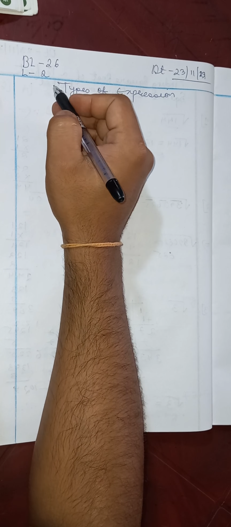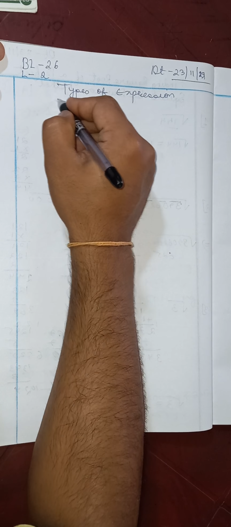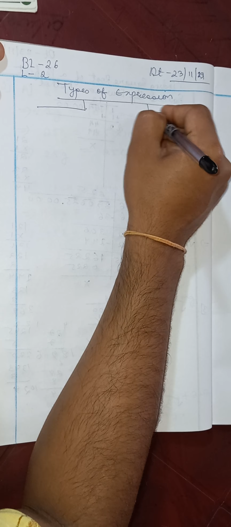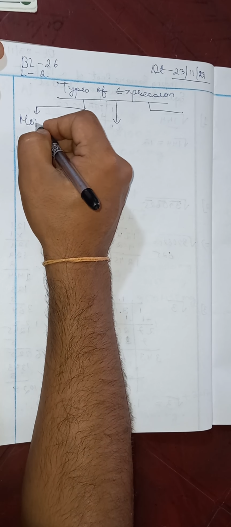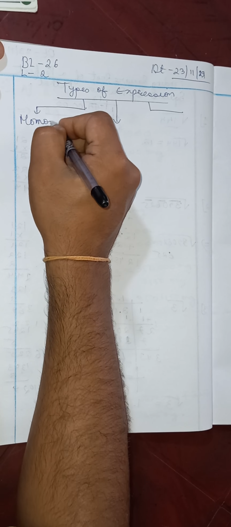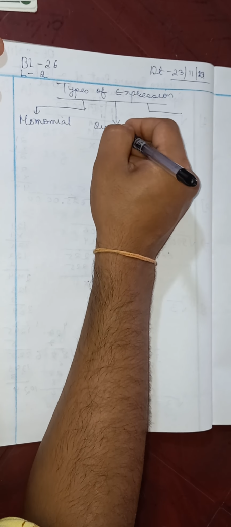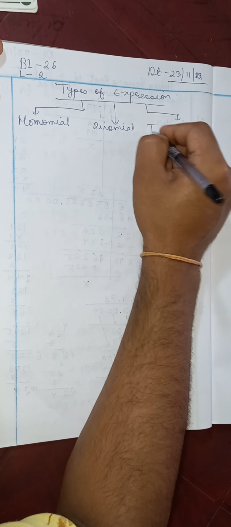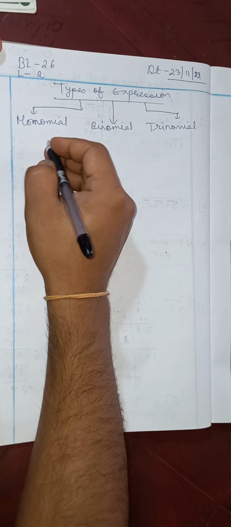So children, today we are going to learn block number 26, lesson number 2, types of expression. Basically there are three types of expression. First is your monomial expression. Then binomial expression. Then third is your trinomial expression. Understanding, children?